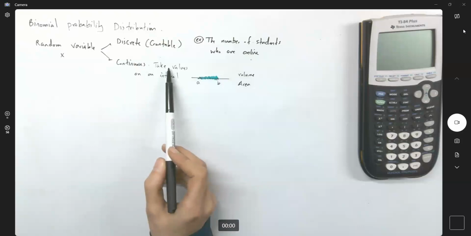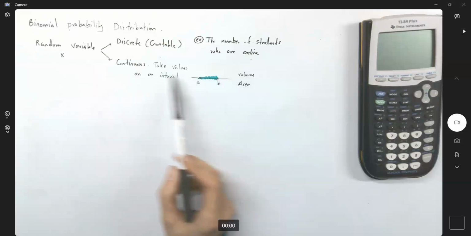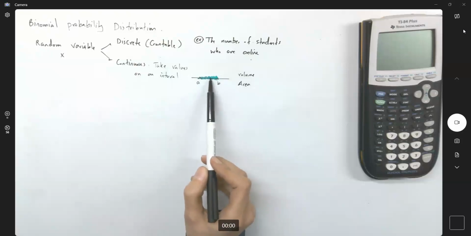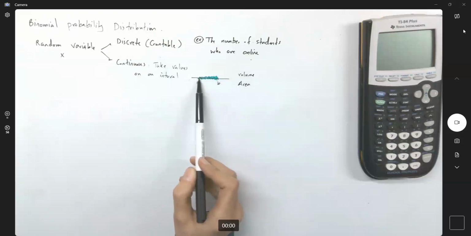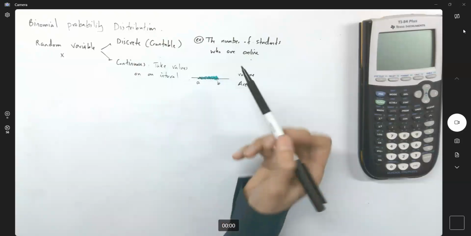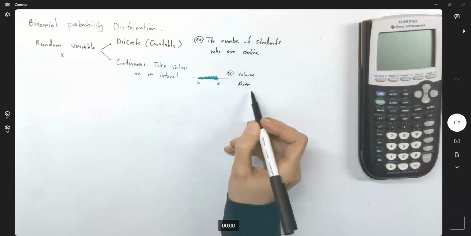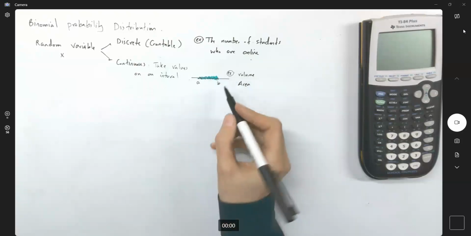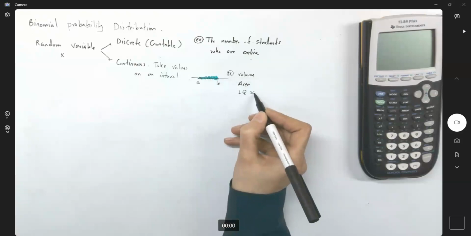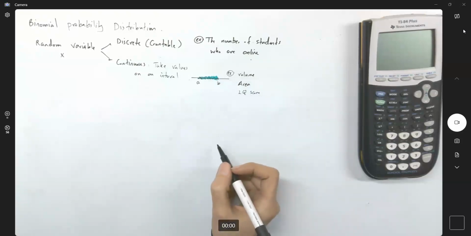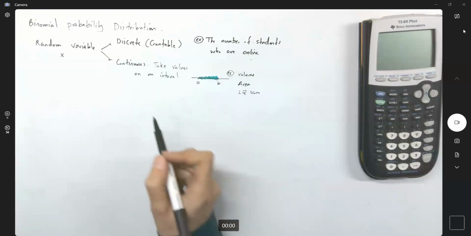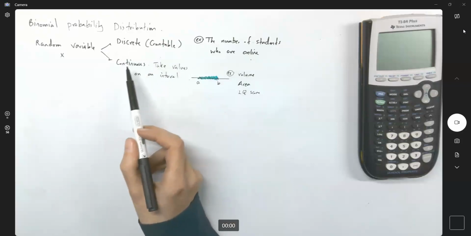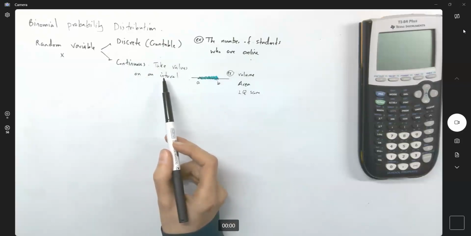For a continuous random variable, that variable X takes on values on an interval. These numbers are very close to each other, so we cannot actually count them. Examples are volume and also area. We have more examples associated with continuous random variables. We have IQ scores as well, and more examples: shoe sizes, height, weight. These are examples of continuous random variables.